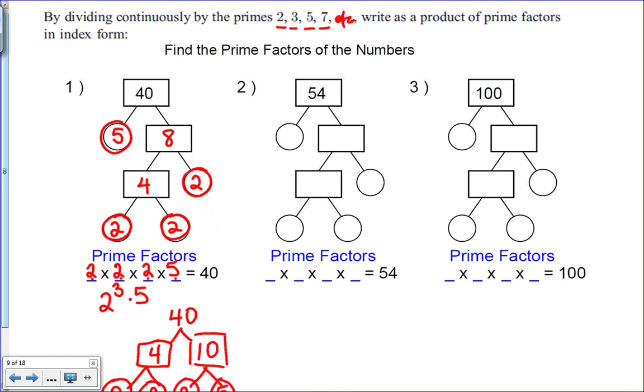Okay, so I'm going to do 54 for you. Again, you might have thought of a different way to do this. I'm going to do it in one way, and then you can try it in a different way if you'd like.